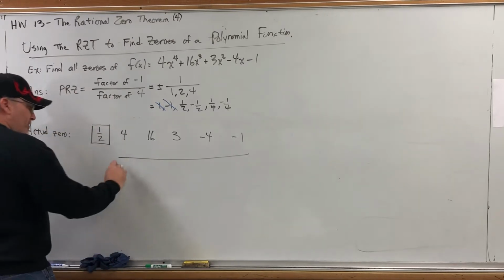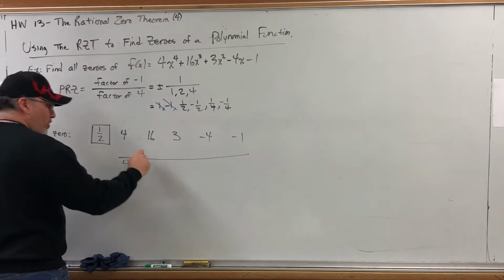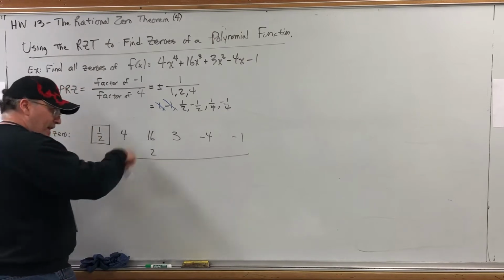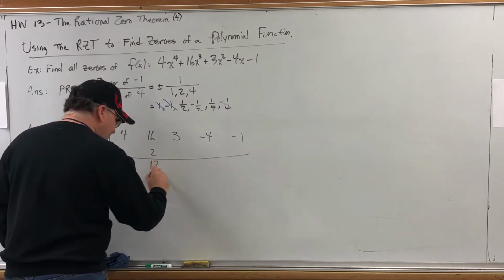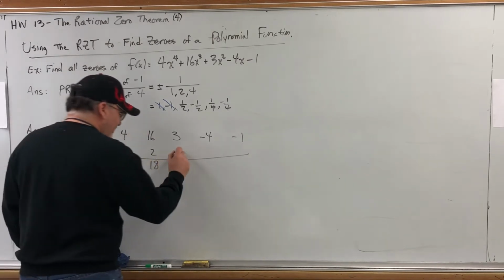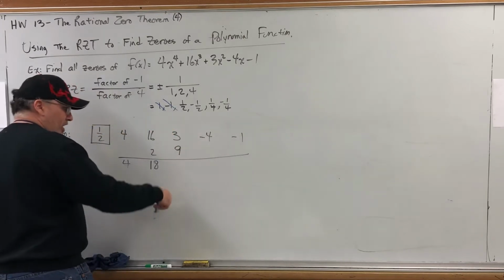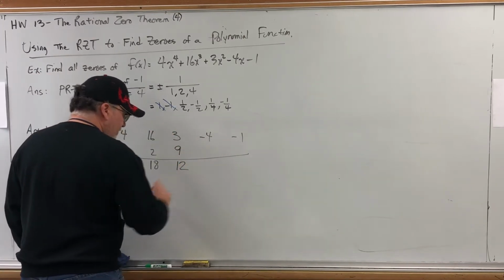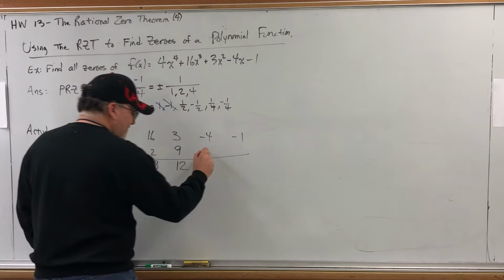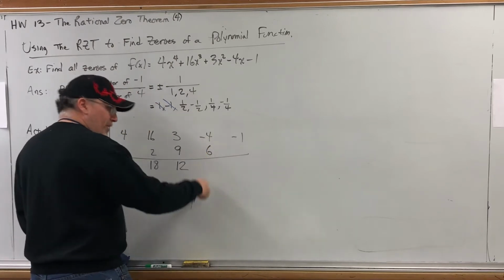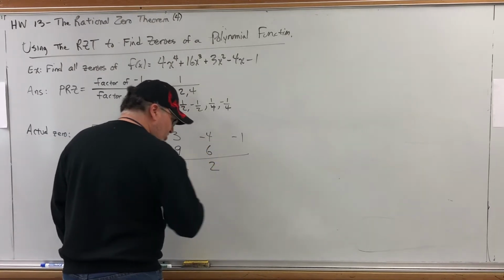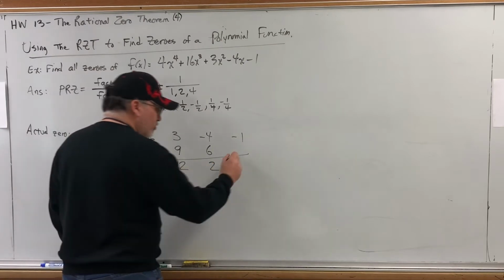Add the first column to get 4. Half of 4 is 2. Add this column to get 18. Half of 18 is 9. Add this column to get 12. Half of 12 is 6. Add this column to get 2. I'm liking the way this is turning out. Half of 2 is 1.